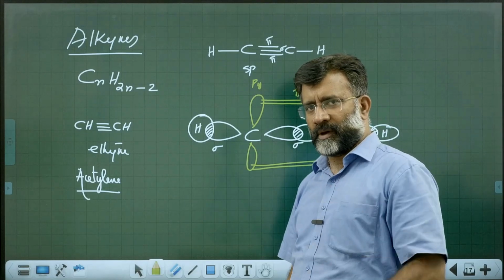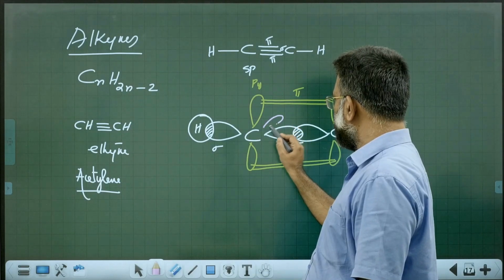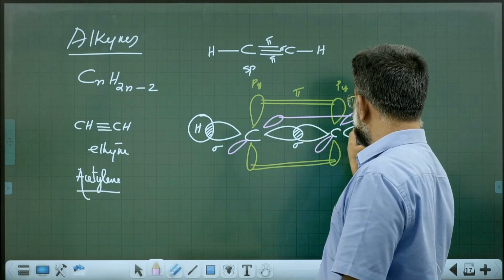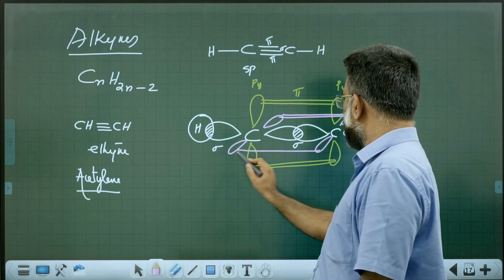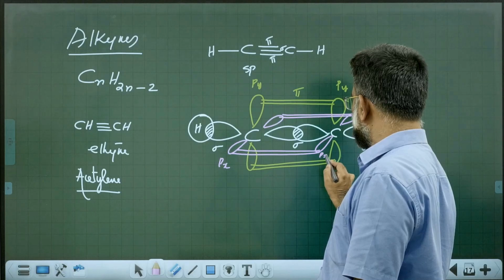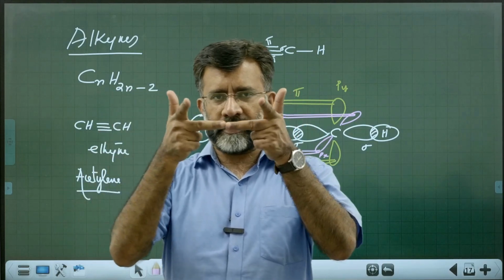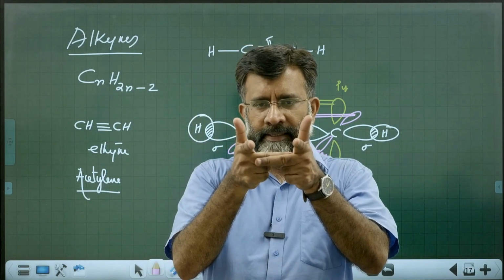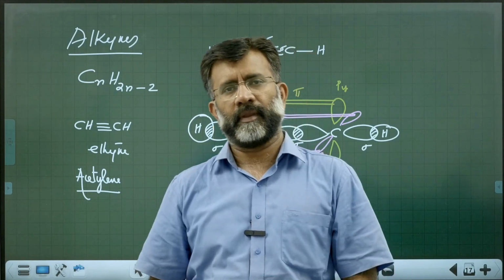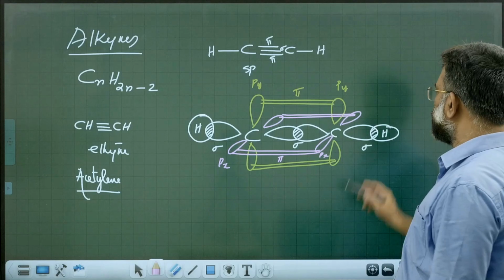There is one more p orbital free. Let it be a px orbital. The px orbital is also free like this, and they make a pi bond, and that will be the second pi bond. So it comes like this: the hybrid orbital makes a sigma bond, px makes a pi bond, py makes a pi bond like this. And overall we can find there is a cylindrical electron density across the carbon-carbon sigma bond.